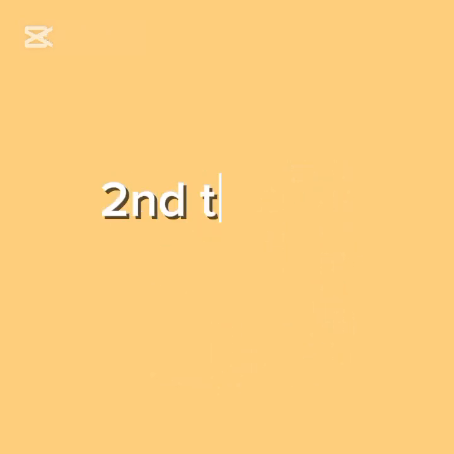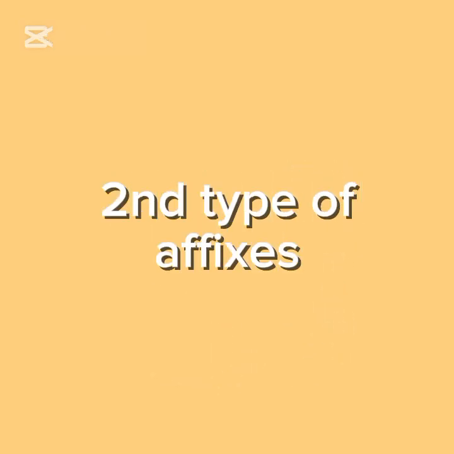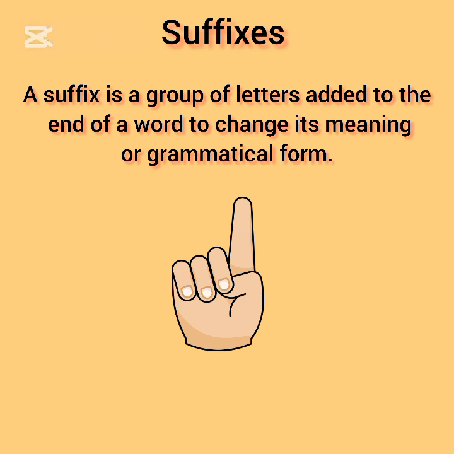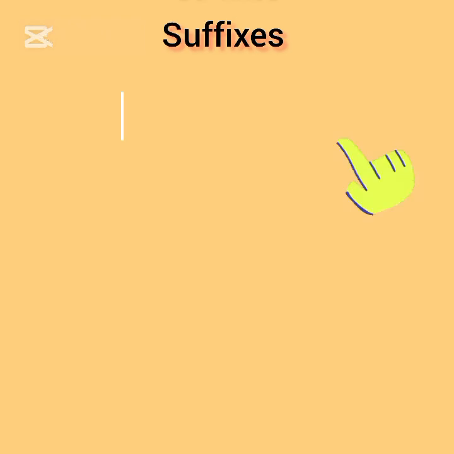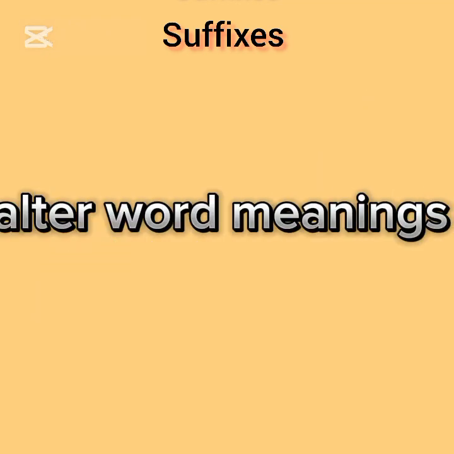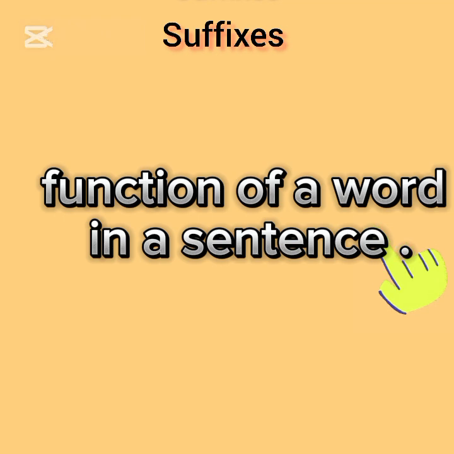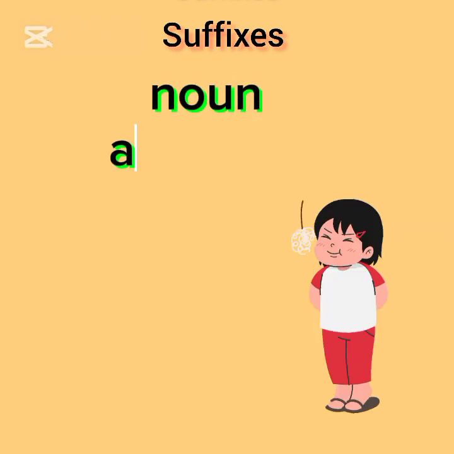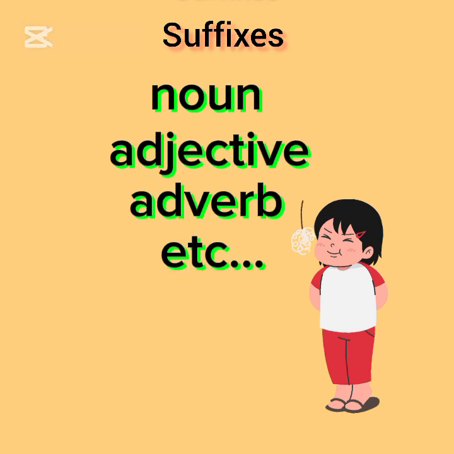And dear learners, our today's lesson is about the second type of affixes, and this type is called suffixes. We know that a suffix is a group of letters added to the end of a word to change its meaning or grammatical form. Suffixes are used to create new words, alter word meanings, and to tell us about the function of a word in a sentence, such as making it a noun, adjective, or an adverb, etc.